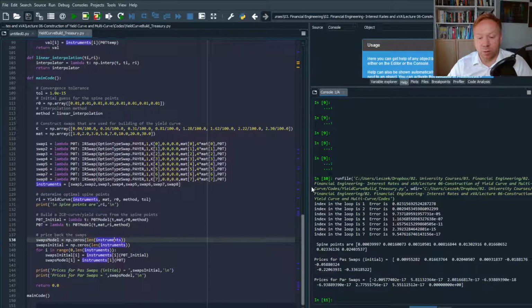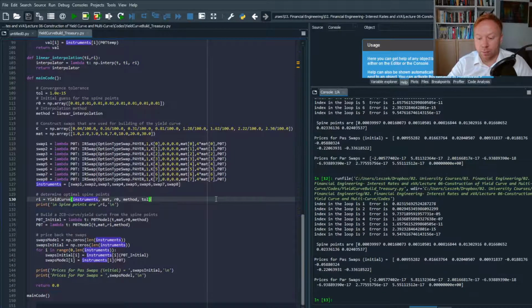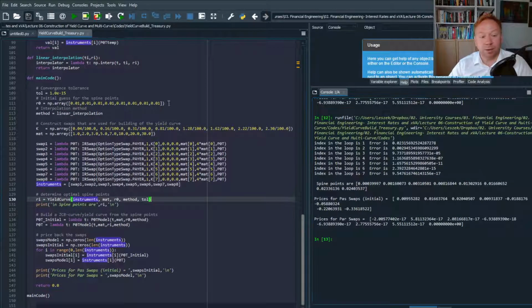Okay, so you see it was super fast. Let's run it again. It's very fast, just a few milliseconds, even for this computer. You see here we only needed about 6 iterations to get 10 to minus 15. With 7 iterations, we have about 10 to minus 17. That is the norm of the difference between the spine points, the collocation points, over the different iterations of our optimization routine: 10 to minus 17.